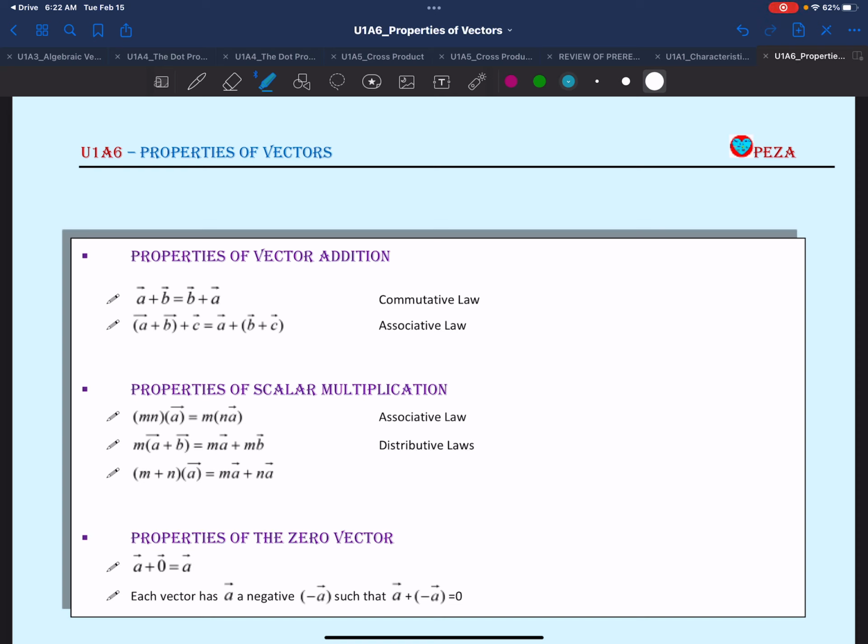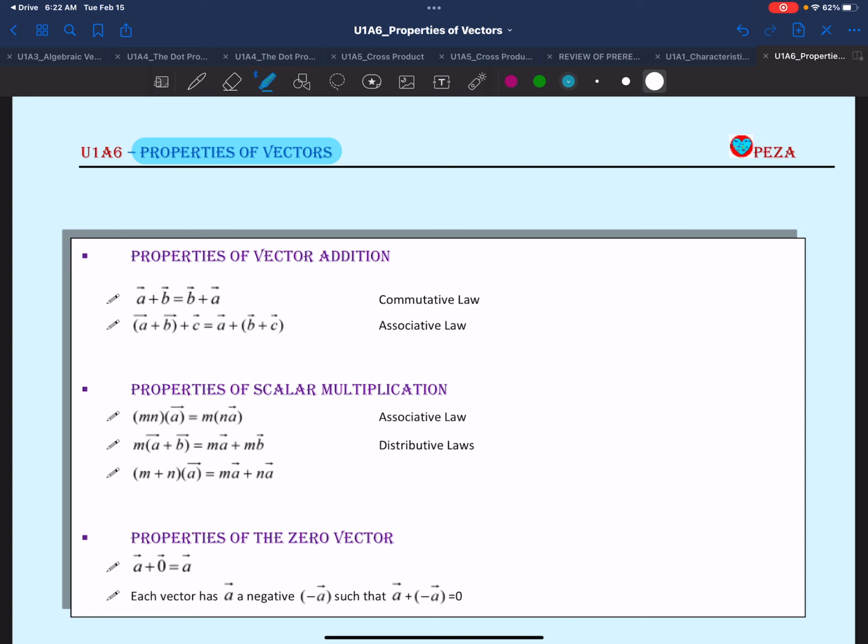Recall that in this unit we've learned about vectors and how to operate with vectors. Remember that when we operate with numbers, we have to follow certain rules, which are all summarized by what we call the BODMAS rule. The same thing applies to operating with vectors. So when we operate with vectors, we need to follow certain rules, and all the rules are based on properties of vectors, and that's what we are going to talk about today.